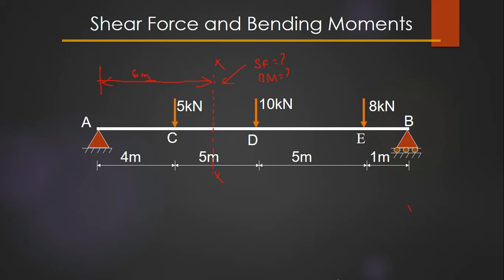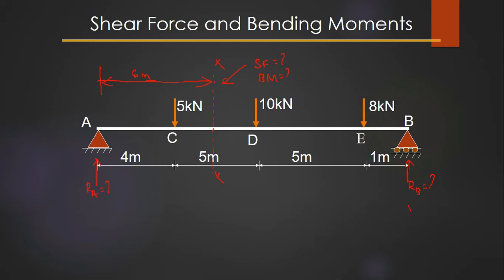I need to find out what the shear force is at this section and what the bending moment is at this section. In order to do that, you first need to find out the reactions at support A, that is RA, and the reaction at support B, RB. Only after finding these RA and RB can you go on to find the shear force and bending moment. So how do we calculate these reactions?